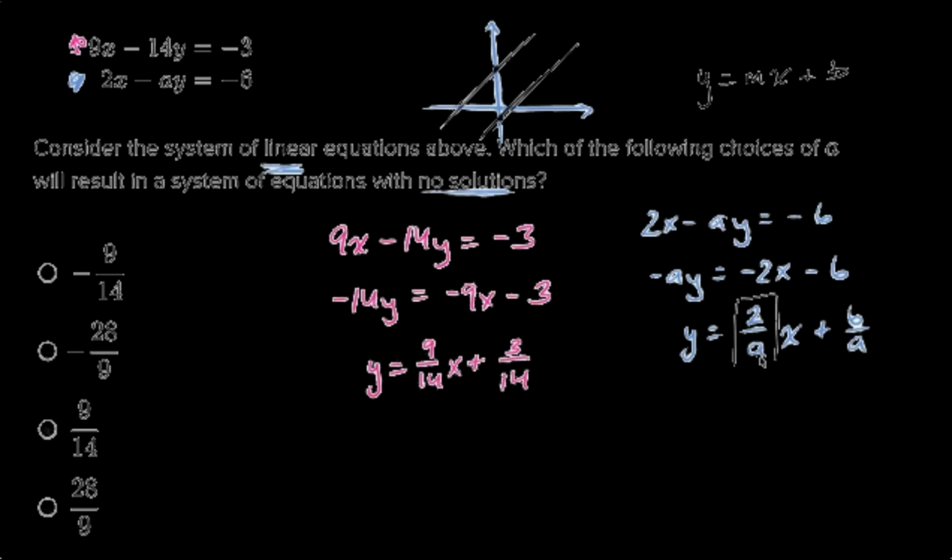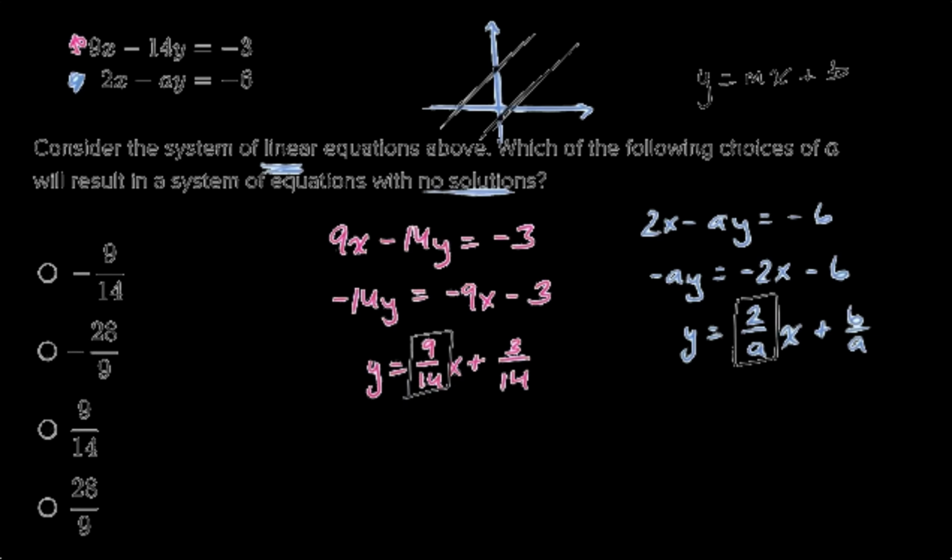Where 2 over a is equal to 9 over 14. These two things have to have the same slope. And then when we're able to figure out that a, we have to verify that they have different y-intercepts, because if they have the same slope and the same y-intercept, instead of having no solutions, they would have an infinite number of solutions, because then it would be the same line.